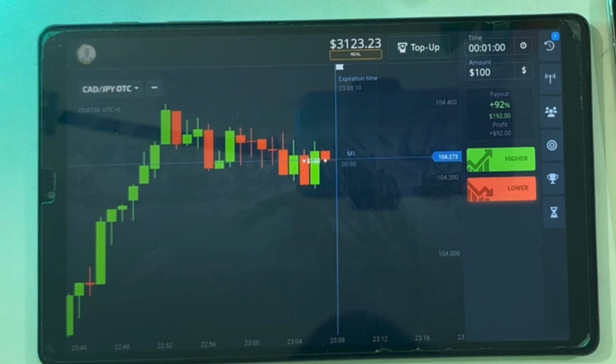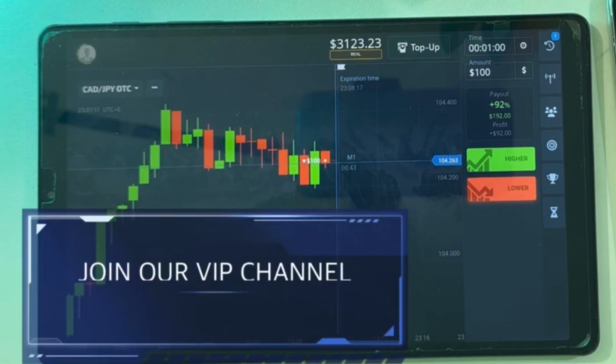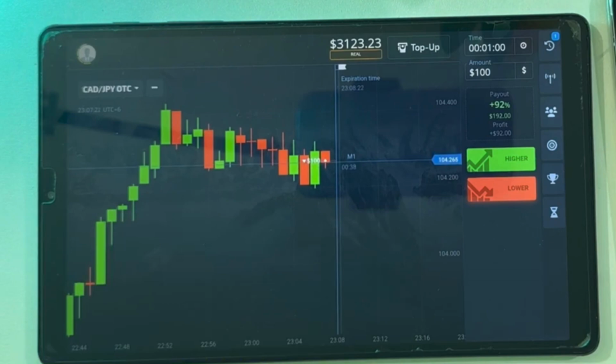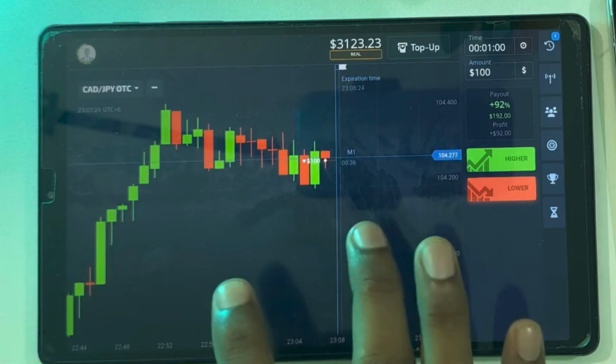And one more thing, never trade without market analysis. First analyze the market, then take a trade. While analyzing the market, of course, you should be in favor of the market. If you take a trade against the market, there will be more chances of losing.